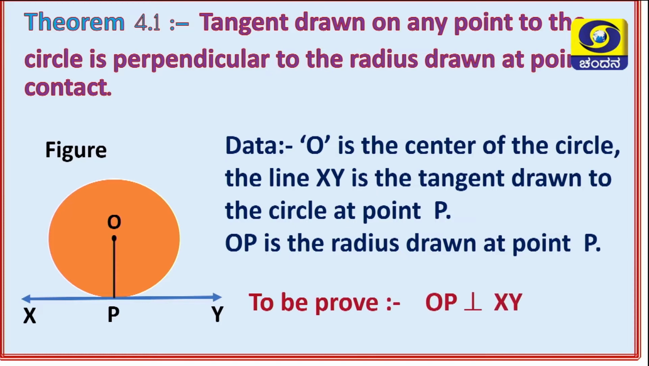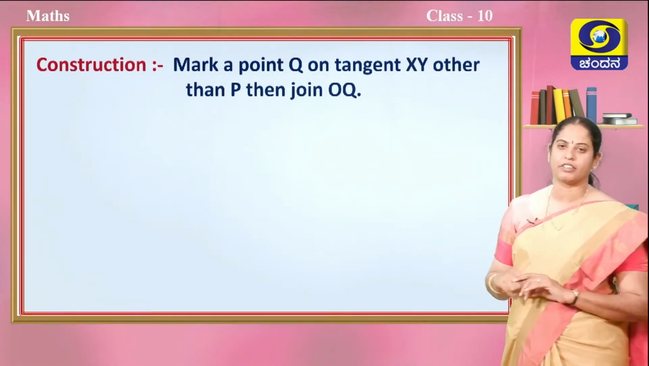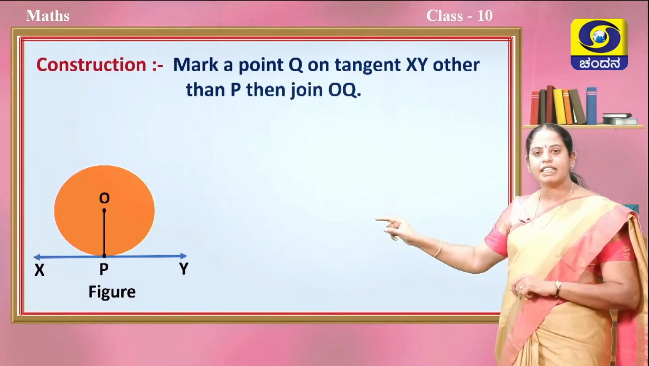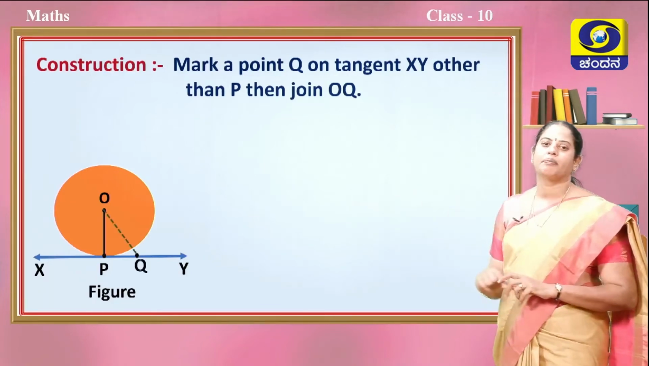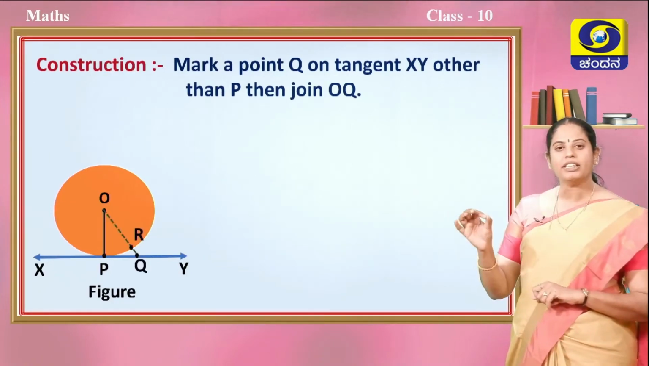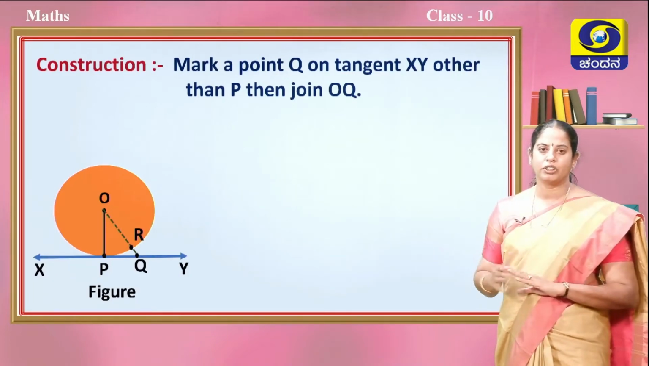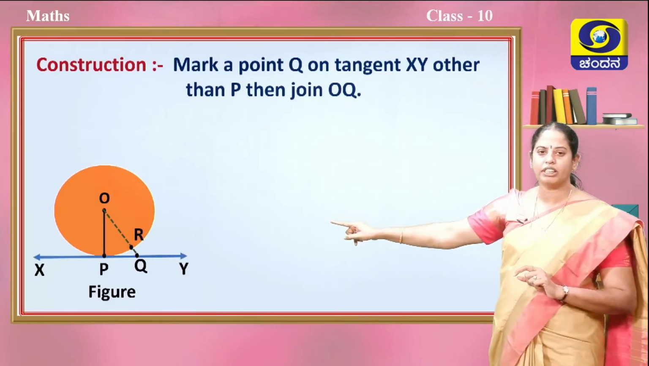In order to prove OP is perpendicular to xy, we have to show that OP is the shortest distance to xy. To show that, let us do some construction. What construction are we doing? We are marking a point Q on tangent xy other than P. So, other than P, we are marking point Q and joining the points O and Q, the center and the point Q. You can observe OQ is intersecting the circle at point R.